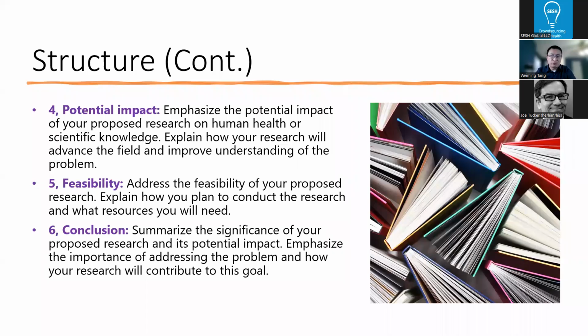For the fourth section, you need to mention the potential impact of your study. Emphasize the potential impact of your proposed research on human health or scientific knowledge, and explain how your research will advance the field and improve understanding of the problem. As I mentioned before, in part 3 you will identify the problem and identify the limits of previous knowledge. In here, you need to mention how you actually address the previous problem and how you advance knowledge. So this is actually extending from the previous research.